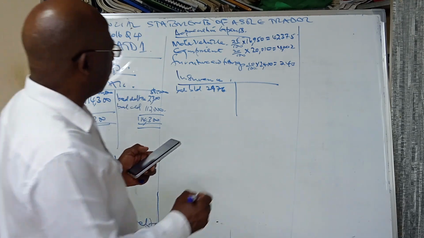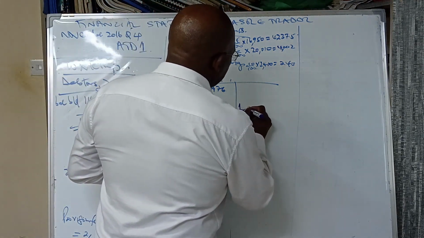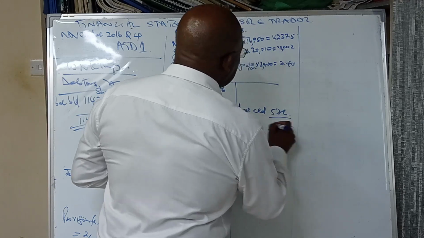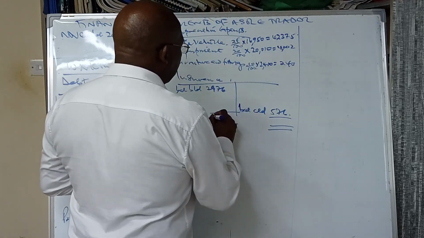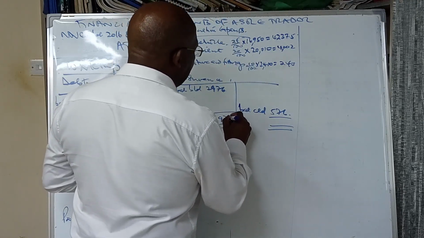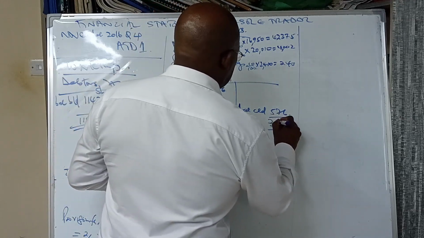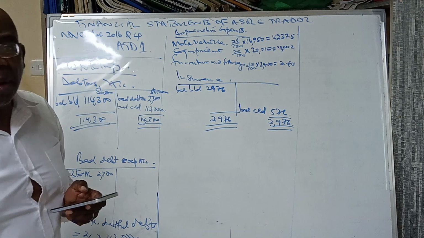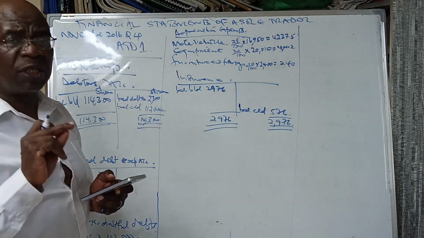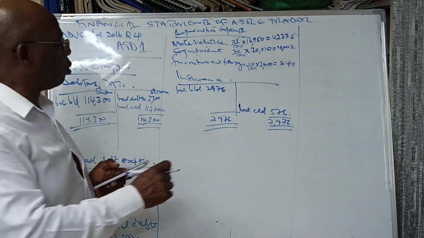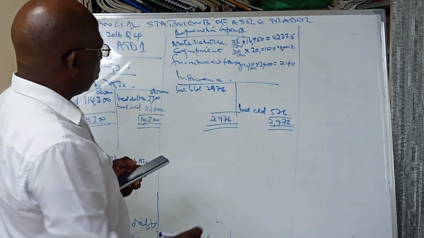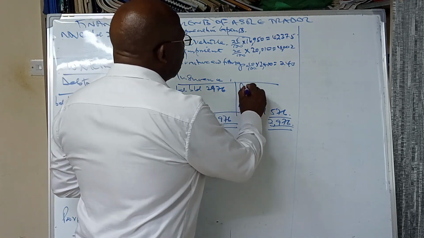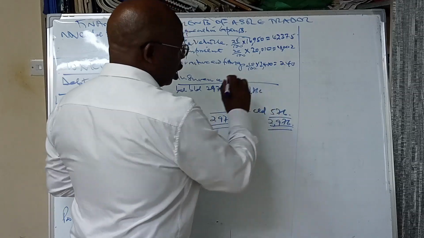576 is prepaid. 576 is not an expense this year. It will become an expense next year. It was paid, but you have not used it, so we cannot take it to the income statement as an expense. We get the balance brought down, then we carry down what is not spent. What is spent, we take to the P&L account.